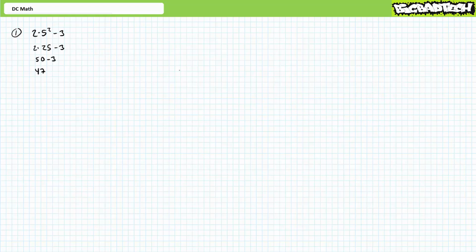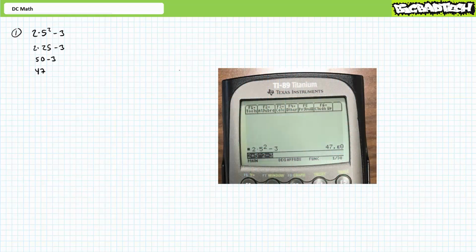We're first being asked to solve for 2 times 5 squared minus 3. Exponentiation receives priority. 5 squared is 25. Then multiplication receives priority. 2 times 25 is 50. We're then left to solve for 50 minus 3, which yields a final result of 47.